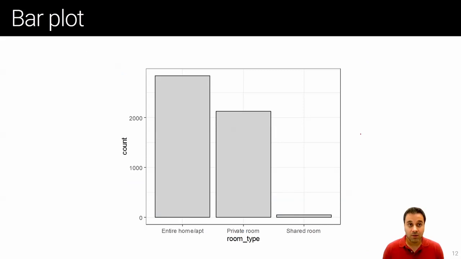So we can also visualize it, and it looks something like this. This is a bar plot, and essentially what we have is in the x-axis, all the different categories of the variable, our three room types in this case.